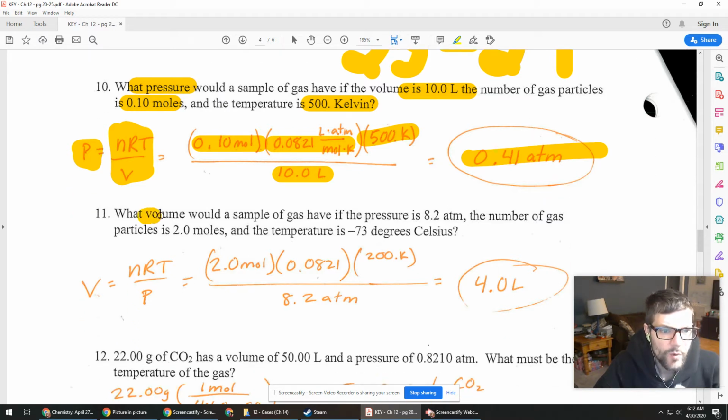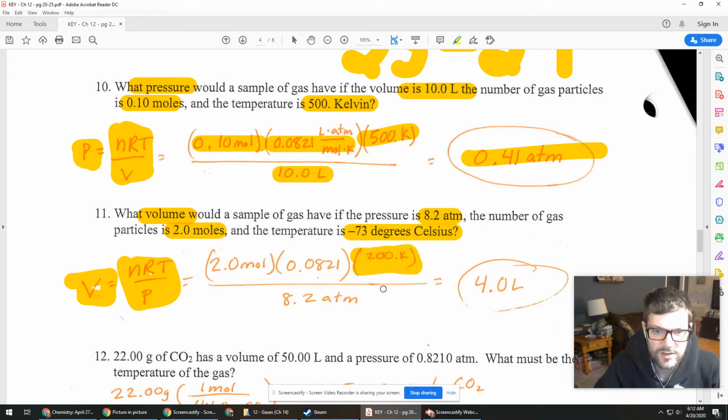Number 11, what volume? So again, I'm going to take the same equation, rearrange it for volume, look for the other values. We've got a pressure in atmospheres, a number of moles, and a temperature in Celsius. So the only real conversion I had to do there was change my temperature to Kelvin. Atmospheres and moles were good to go. Make sure you're putting things in the right place though as you rearrange these equations.